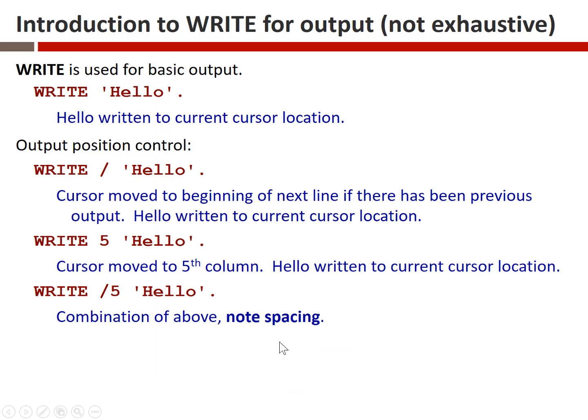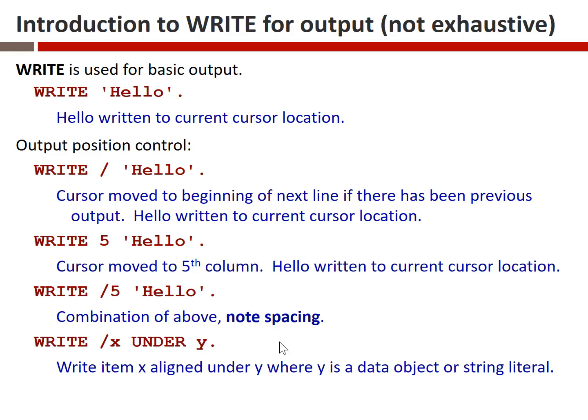The other thing that we can do if we want to put things in columns is we can do something like this. Write, and then whatever it is that we want to write, under, and then a name of another data object here. So the idea here is we're going to write item X. We're going to a new line, okay? So the slash there takes us to the new line. We're going to write whatever the output is, and really there should be a space between my slash and the X there. So if you're writing that down or annotating your slides, make note of that, under Y.